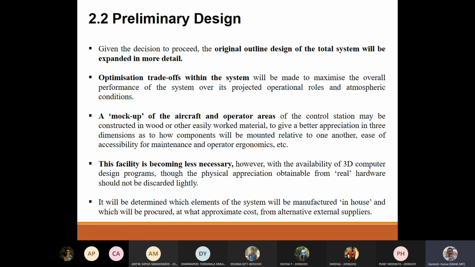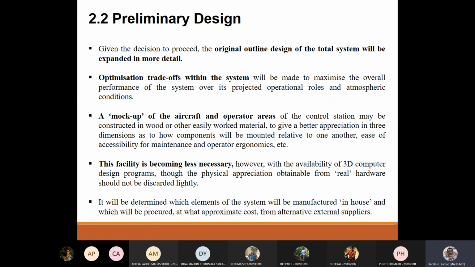Next point, mock-up of the aircraft in the operator area. This is important, either in terms of your models or in terms of your controller stations. So when you start with the actual aircraft models, which are not perfect, but you are giving some shape, and then you are looking at how this looks in the future.